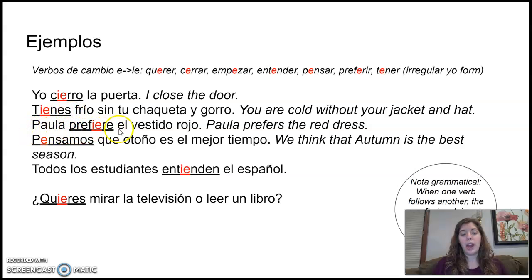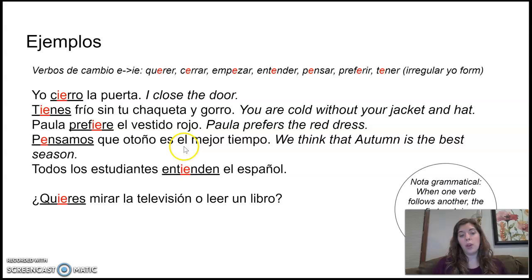Paula prefiere el vestido rojo. Paula prefers the red dress. Here you can see it's the second e in the stem that changes, prefiere. So be careful to make sure that first e stays the same and you make that change in the second e.